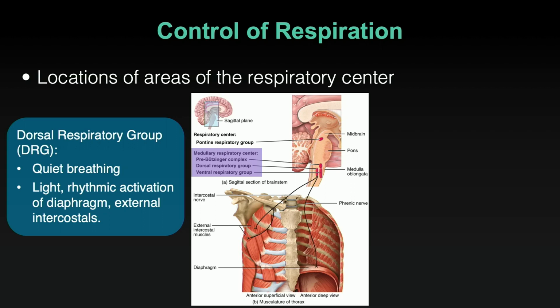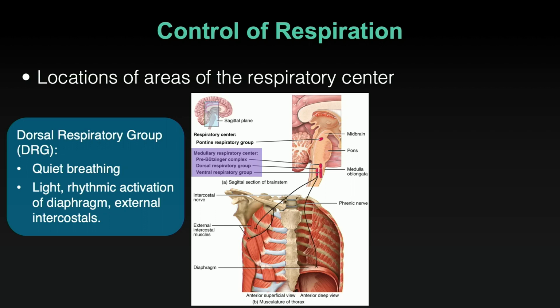Where were we? The dorsal respiratory group controls normal quiet breathing. Normal pace, 16 breaths per minute. Normal depth, 500 mils per breath. And you know this from the lab when you did resting tidal volume measurements. Normal quiet breathing, light rhythmic activation of the diaphragm and the external intercostals is what activates inspiration. And then expiration is relaxation of those muscles, turning off of those muscles. There's no forced expiration in this normal quiet breathing.